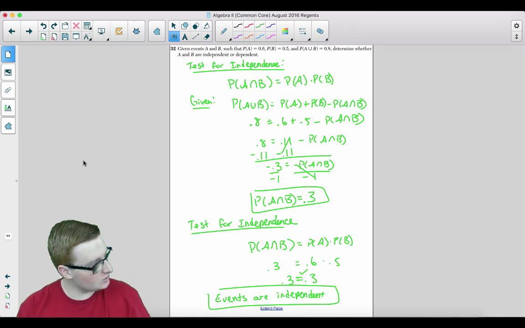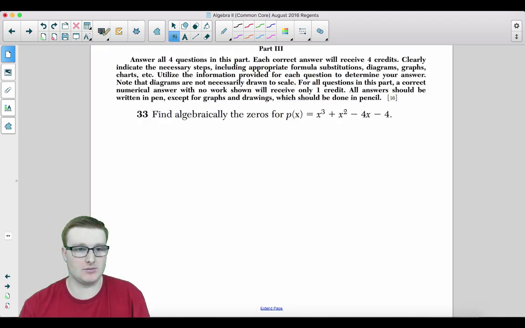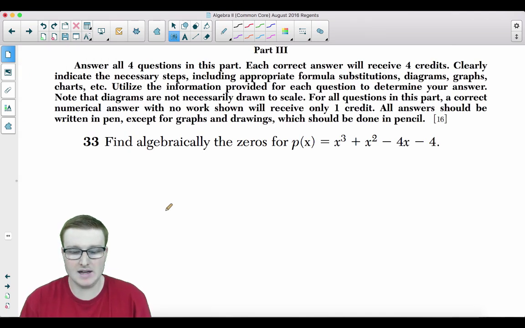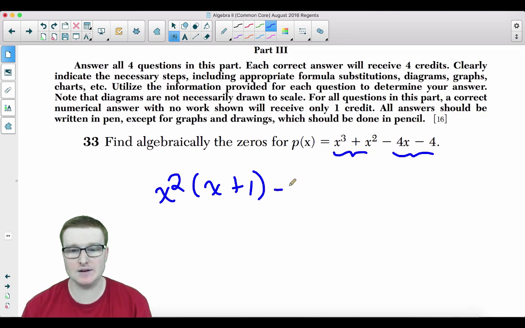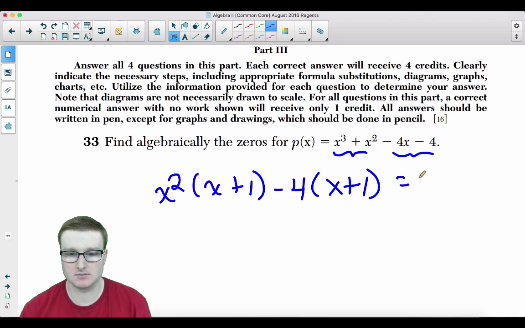All right, moving on to question number 33, onto the part 3s. Here we go. Find algebraically the zeros for P of x equals x to the third plus x squared minus 4x minus 4. So what you need to do is some group factoring. Take out a GCF of the first binomial, which is x squared. You're left with x plus 1. For the second one, take out a negative 4. You're left with x plus 1. And this is all equal to P of x.